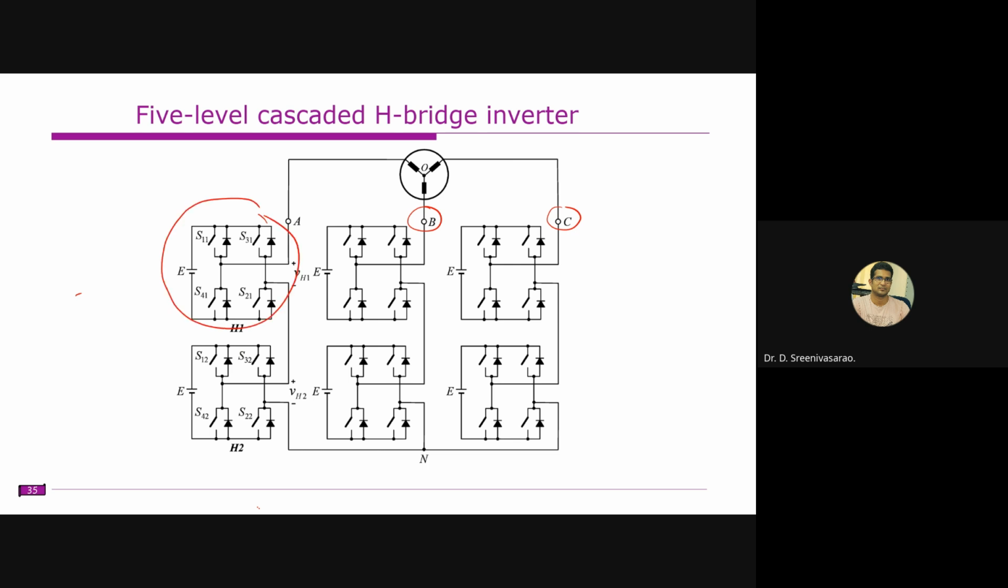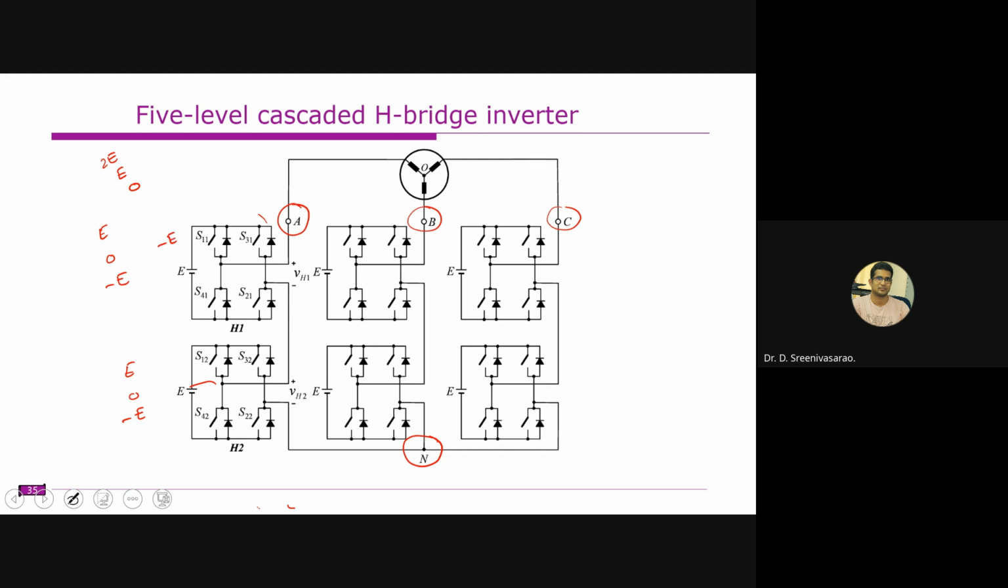Here each H bridge, you know that, this entire module will produce three voltage levels: E, 0, and minus E. This one also produces E, 0, minus E. So when you combine from this point to this point, let us assume this is producing E voltage, and at the same time this is also producing E voltage. That means the total voltage is 2E. Similarly, at the same time it can produce 0 voltage, where both are producing 0. In other words, 0 can be obtained in different manners.